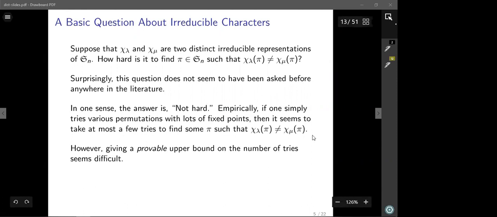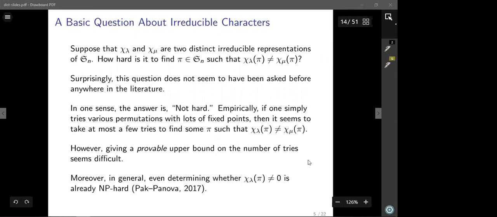find such a thing. But to this day, I've not really been able to prove this because the behavior of these chi's and chi lambdas is kind of complicated, as you'll see in a moment. And although this seems to be empirically true, it's not something that I've been able to prove, that you only need to do 5 tries or something like that. I don't know if that's true. I can't prove it. It seems to be hard.